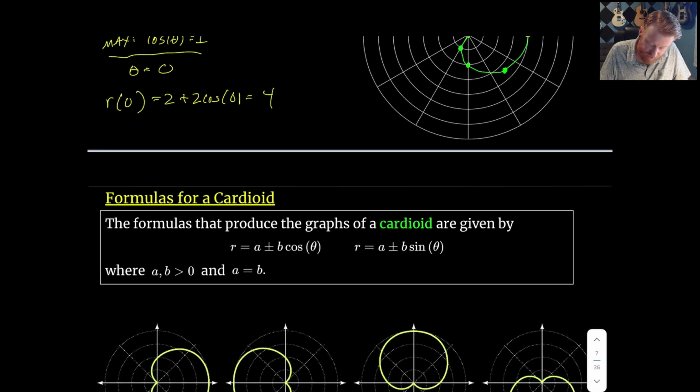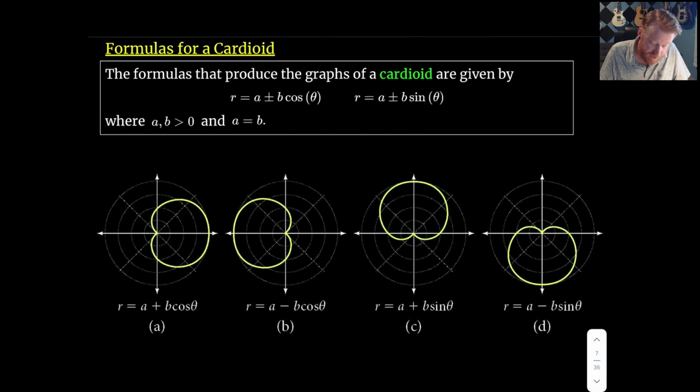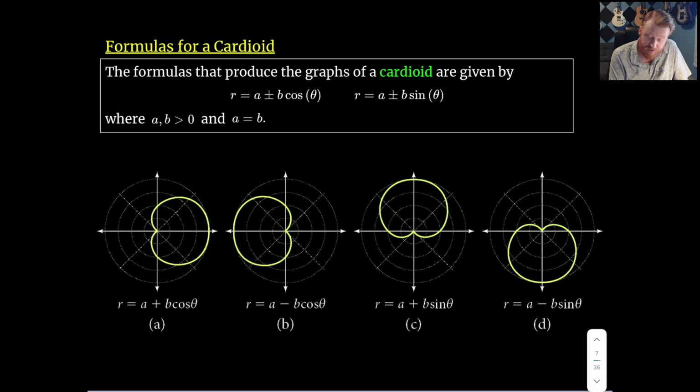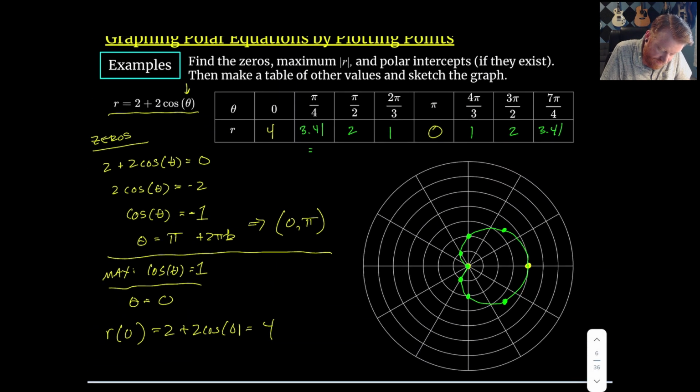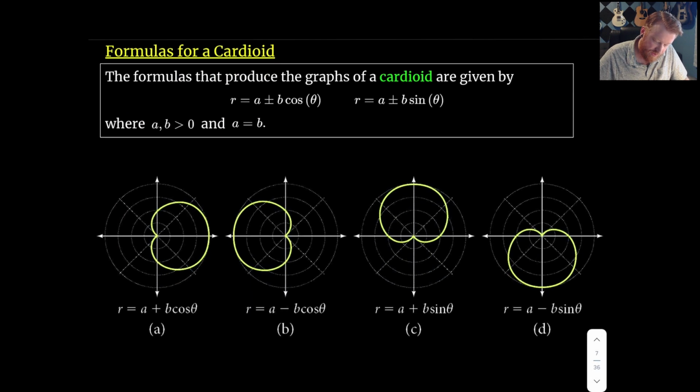But yeah, let's take a look at the general versions here. The formulas that produce the graph of a cardioid are given by r equals a plus or minus b cosine theta, or r equals a plus or minus b sine theta. So just looking back here, we had some value in front of the cosine, or it could be a sine, and then we're adding some value in front of that. It could technically be behind, but this is just the standard way to write these things.